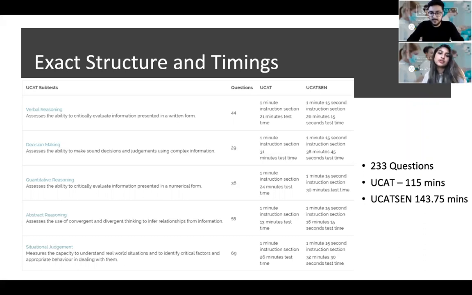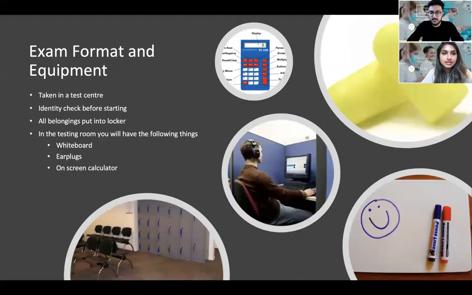And lastly, you have the situational judgment, which is marked a bit differently, but we'll talk about that a bit later. It measures the capacity to understand real world situations and to identify critical factors and appropriate behaviour in dealing with them. That's 69 questions. Again, you get the 1 minute, and 26 minutes of test time. For the UCAT SEN, that's 32 minutes and 30 seconds. If your maths is better than mine, you can figure out that that's 233 questions altogether. For the UCAT, you have 115 minutes for the overall exam, and for the UCAT SEN, that's 143.75 minutes.